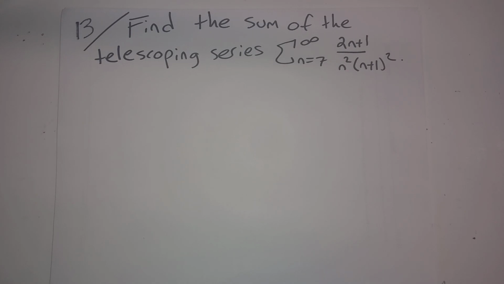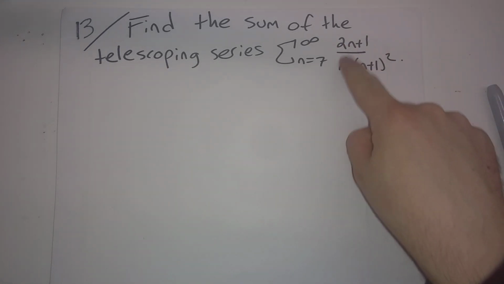Problem number 13. Find the sum of the telescoping series, the sum from n = 7 to infinity of (2n + 1) divided by n squared times (n + 1) squared. So telescoping series means that we need to have our terms cancel out. We need to probably have one fraction minus another fraction, so we have lots of cancellations between the fractions. That's what we're looking for in a telescoping series.